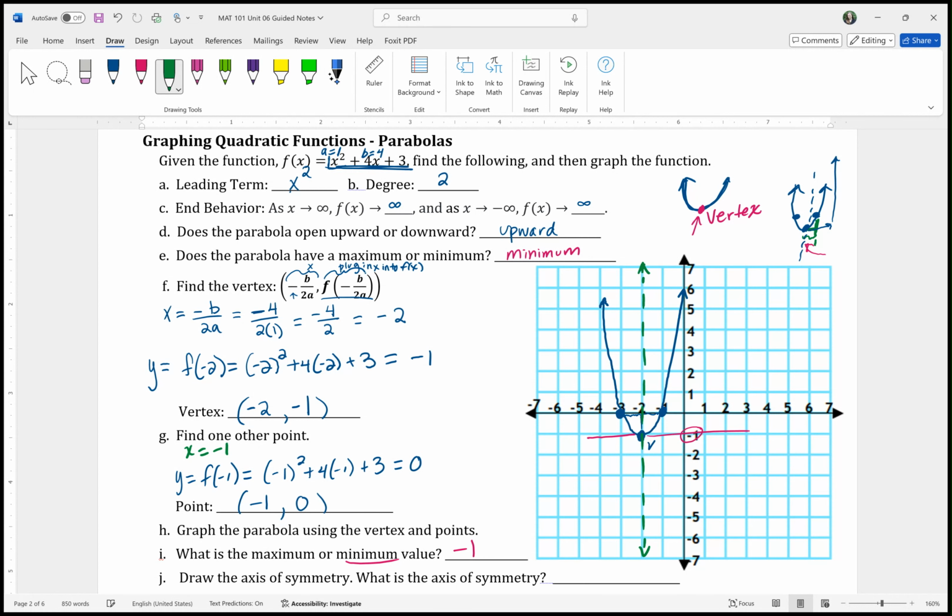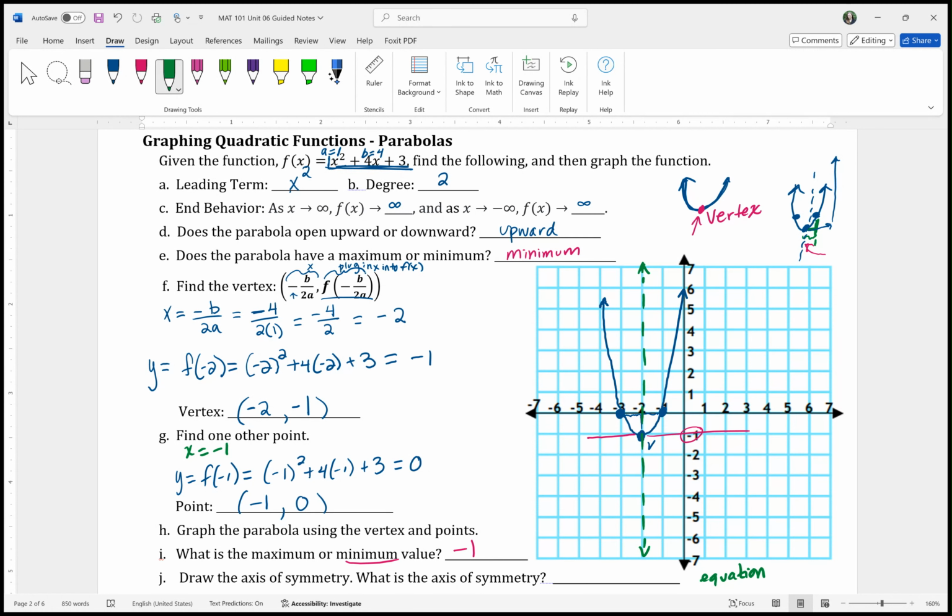Then it says, what is the axis of symmetry? So we need to think about, what did I just draw? I drew a vertical line. So I'm not just looking for the x value here. I'm looking for the equation. This is going to be the equation of the line that is the vertical line.